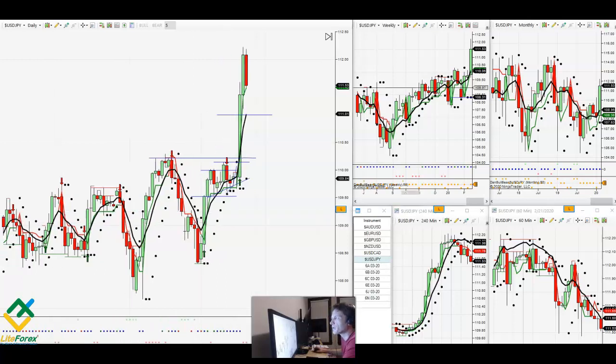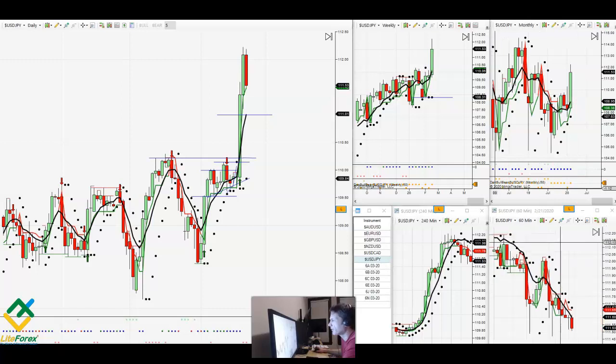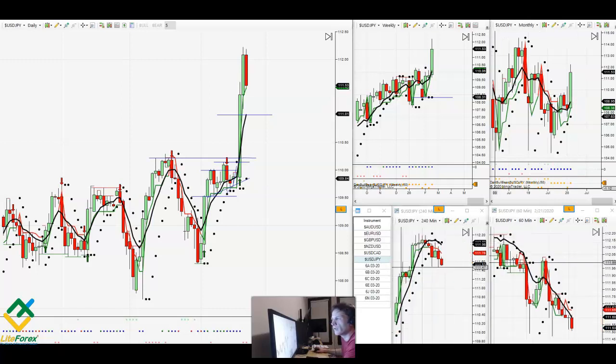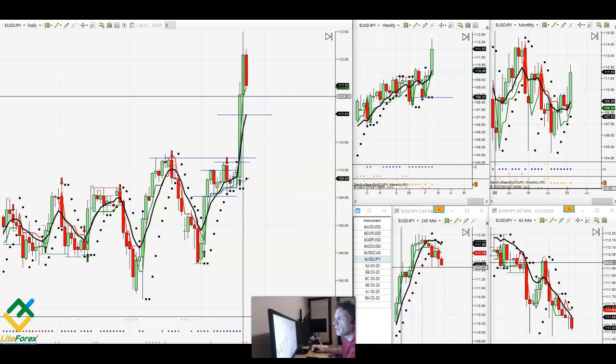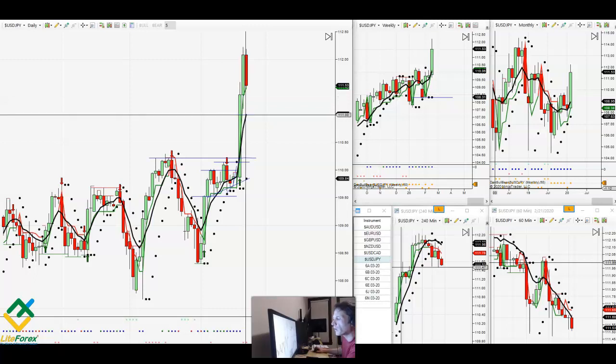Okay, so USD yen. It's been quite bullish lately. Big breakout on the 19th. And I did the analysis on the 19th, and I said that we might come back, but we need to hold 111 support. You can see that happened. So if you're long, this is getting very, very close to pullback time.